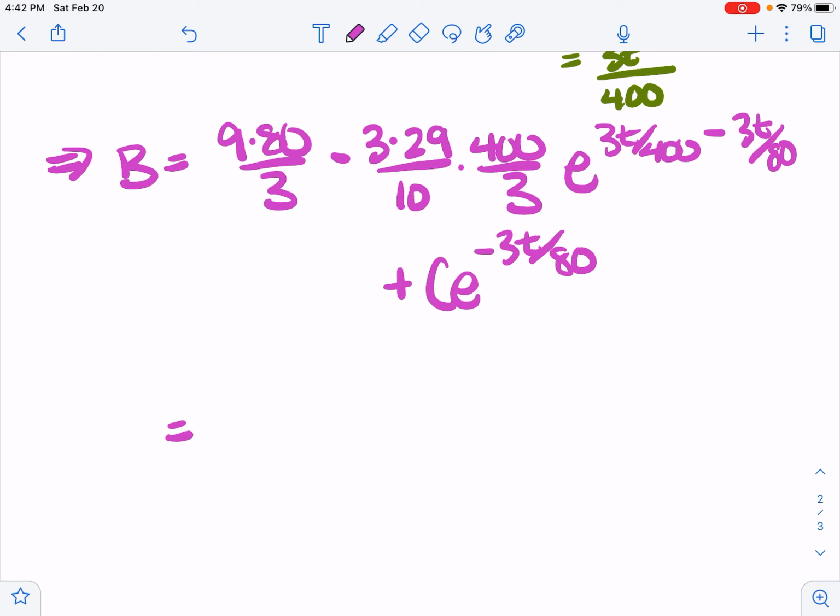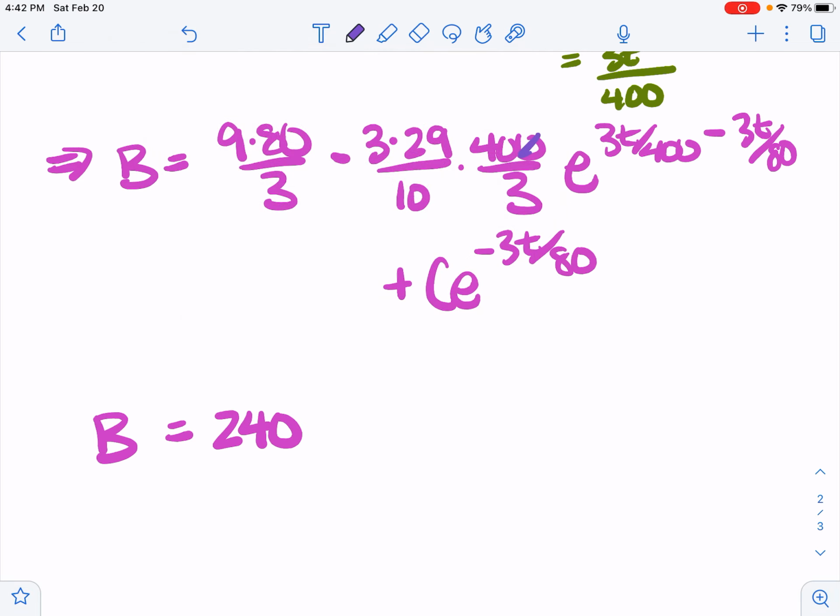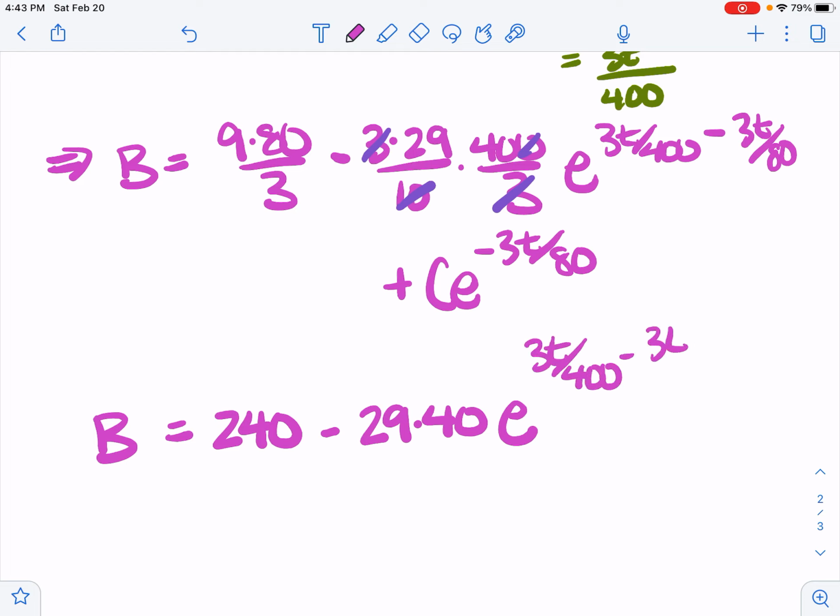We can do a little bit of canceling of things now. So b, it looks like a 240, and the next term I'll cancel that, and I'll cancel that, and who knows what 29 times 40 is, but I'm going to leave it. So times 29 times 40 e to the 3t over 400 minus 3t over 80 plus c e to the minus 3t over 80. And there's our solution.